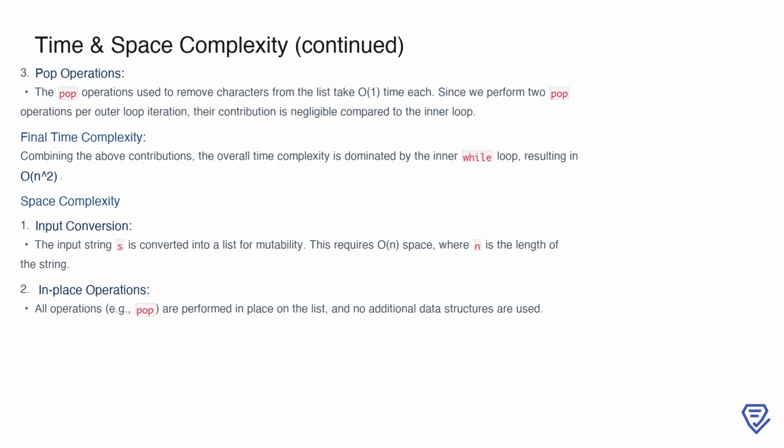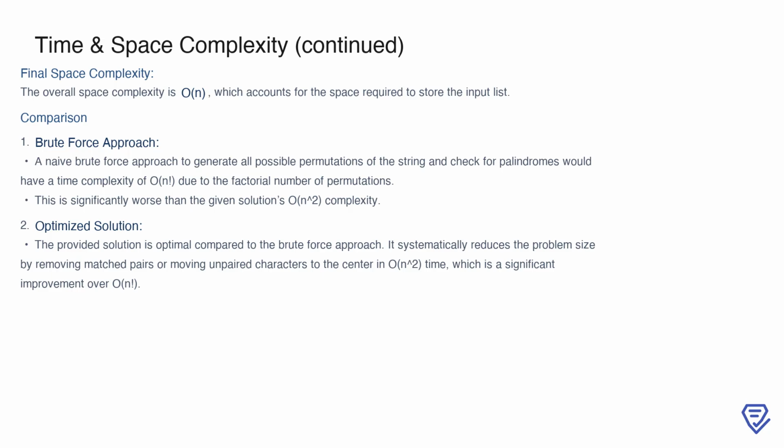Shifting to space complexity, the input string is first converted into a list to allow in-place modifications, which requires O(n) space. All subsequent operations, such as popping characters, are performed directly on this list, without the need for additional data structures. Thus, the space complexity is dominated by the space needed to store the input list, which is O(n). The final space complexity of the solution is therefore O(n), as the only extra space required is to store the input list.